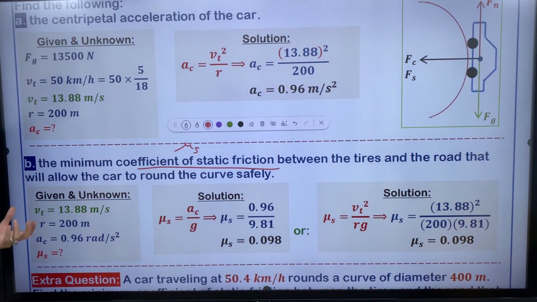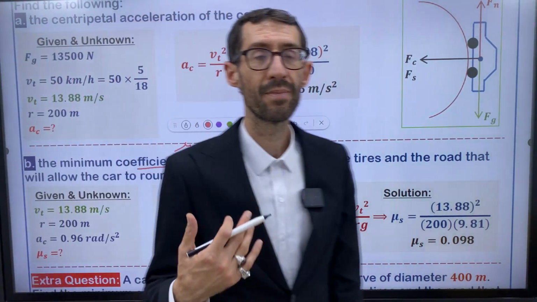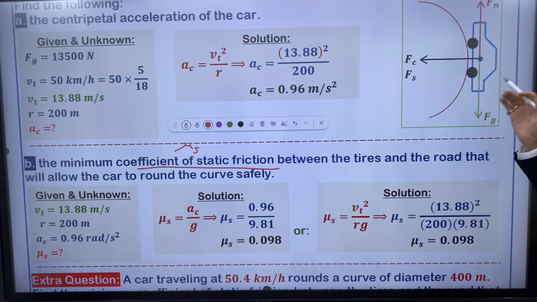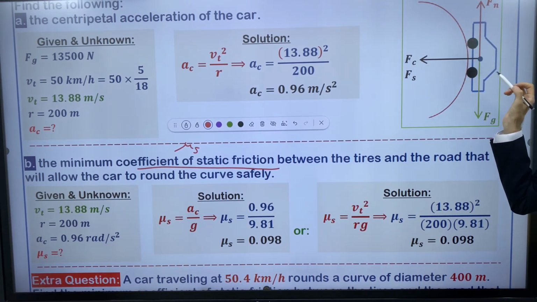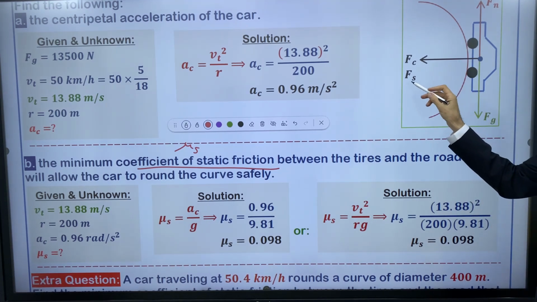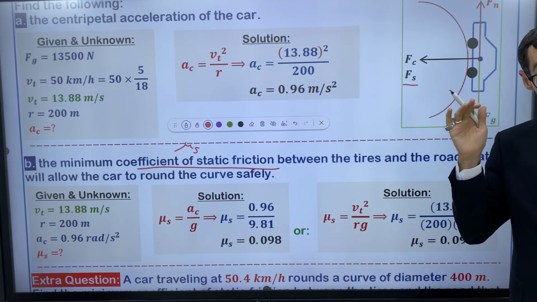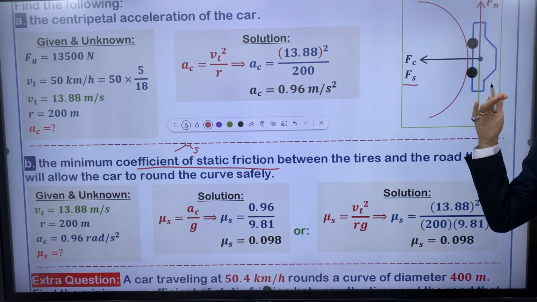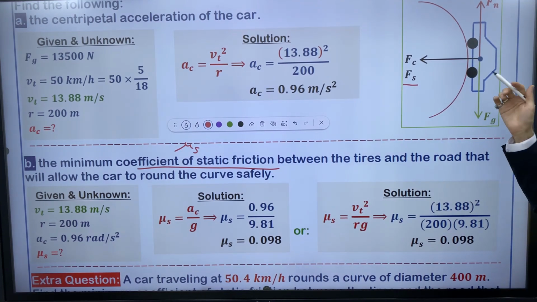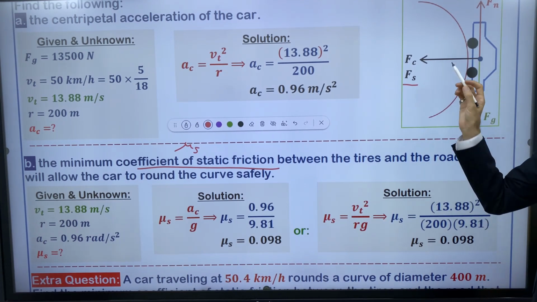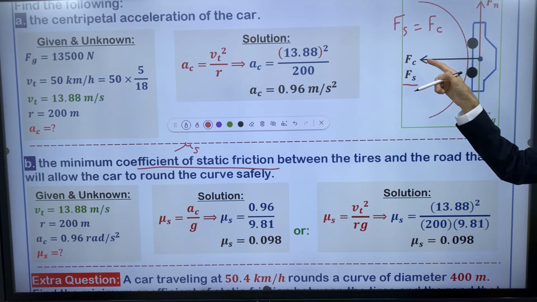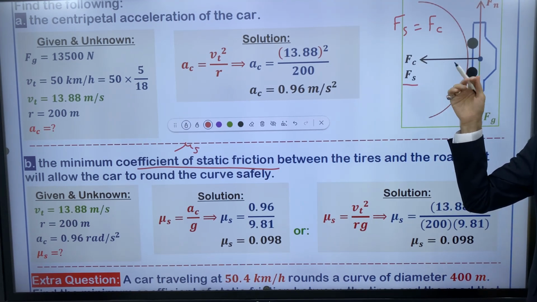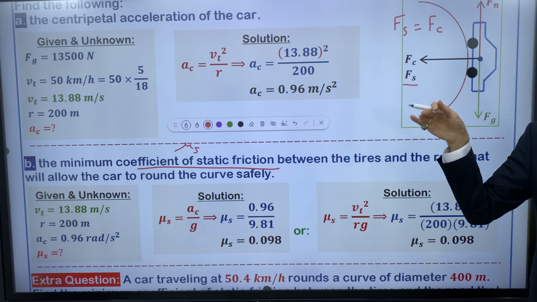So how do you find mu s actually? Firstly, you have to conclude, you have to deduce that the force that maintains circular track for the car is friction, Fs, right? You agree with this idea, right? So Fs becomes Fc. This is the condition. Static friction or force of friction is in charge of maintaining the car in a circular track.